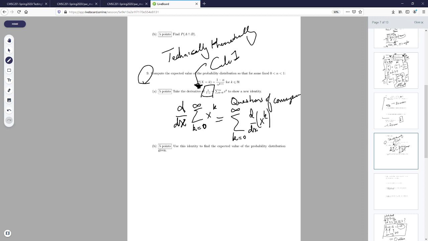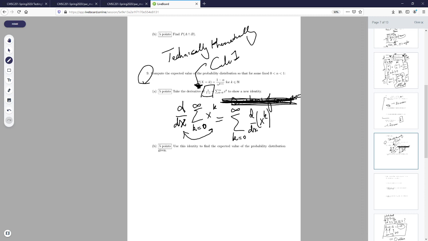And now this one here. So what I'm saying, Alex, is that you don't have to worry about questions of convergence, right? These questions exist if you're in Calculus 2. I don't care. We're going to assume that this thing converges, and we're just going to pass this derivative. So you notice that x and k are not the same variable, right?